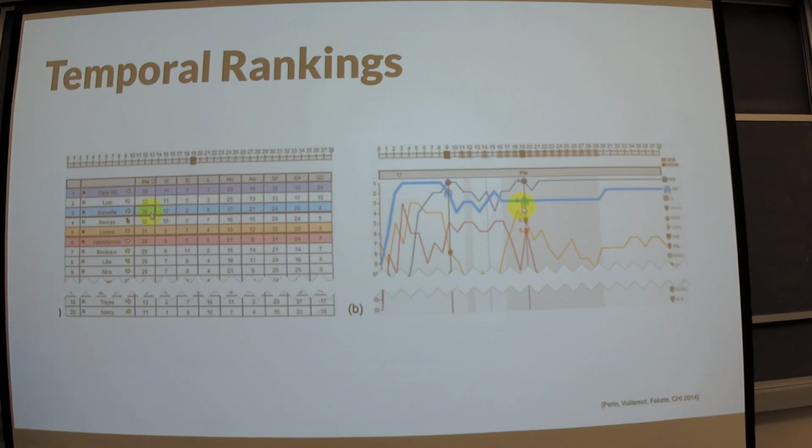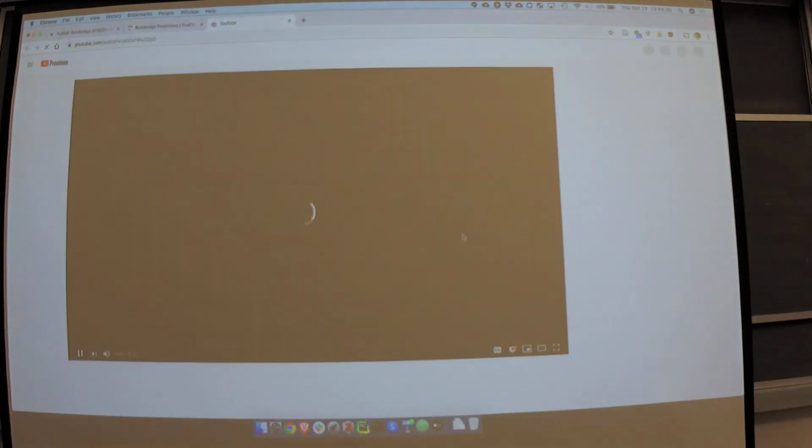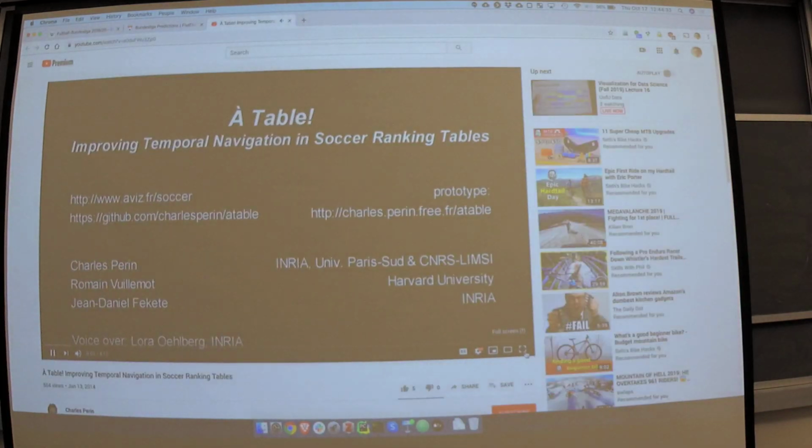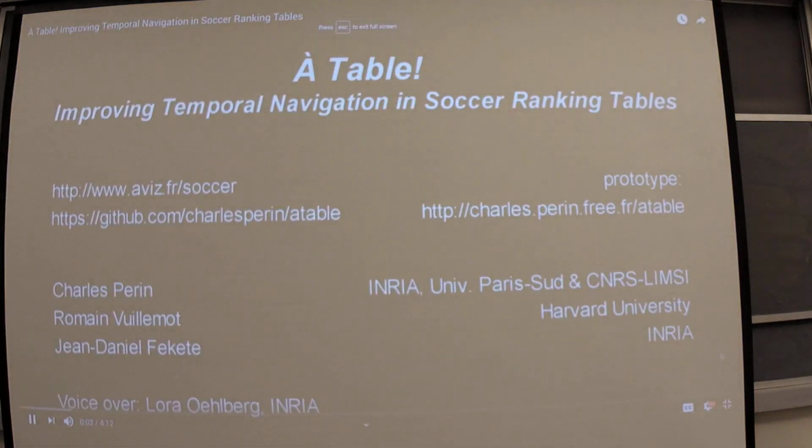This is like a French soccer league, but it's the same idea. And they use the bump charts. I'll briefly show this video because it's very illustrative for this. At Tableau, an interactive table improving temporal navigation in soccer ranking tables.